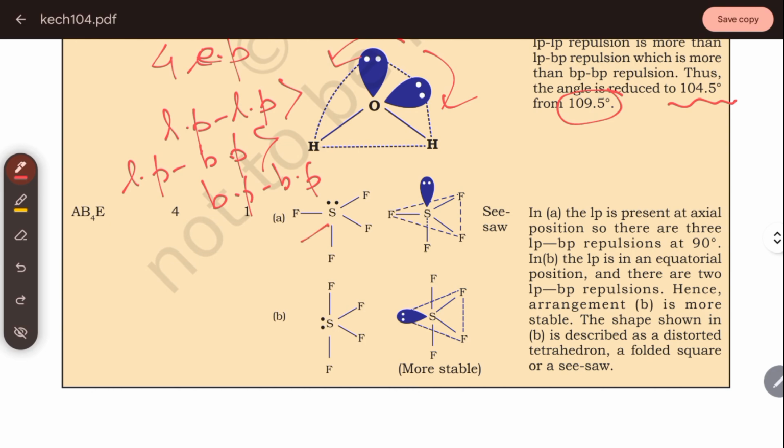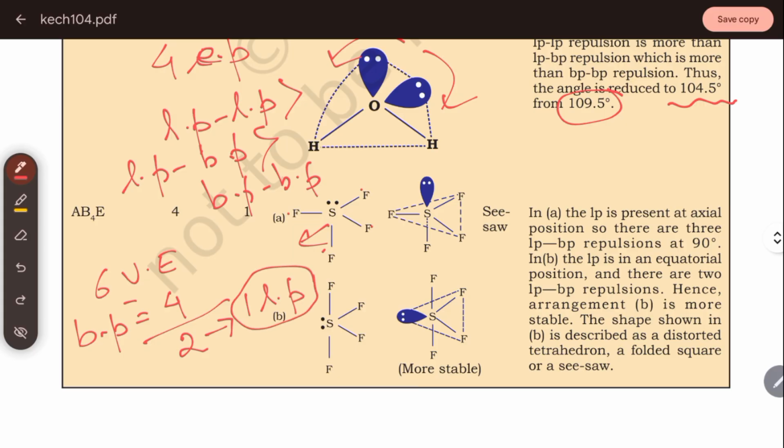Sulfur is the central atom. So 6 valence electrons. Bond pairs: how many bond pairs are there? 4. Fluorine gives 1 electron each, so it can be 4 bond pairs. So 6 minus 4 is 2. How many lone pairs can be there with these 2 electrons? There will be only 1 lone pair. So I have 1 lone pair and 4 bond pairs.